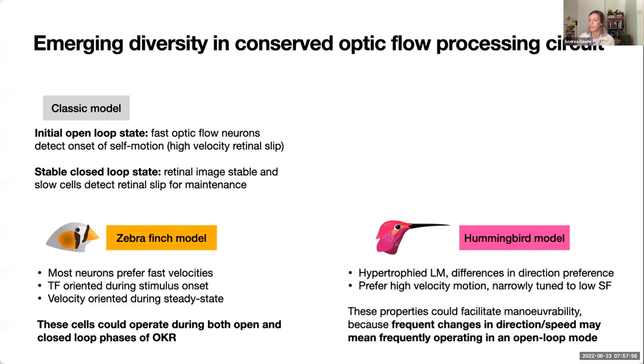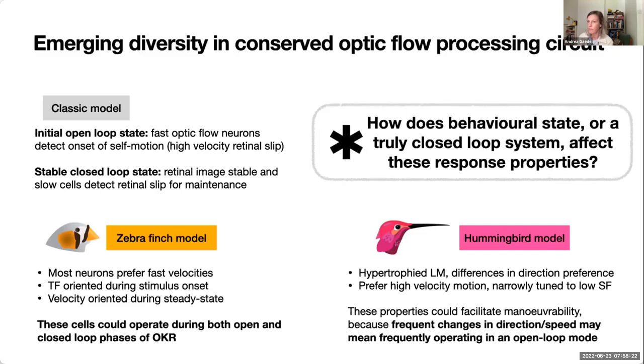And then hummingbirds, they have a hypertrophied LM and differences in their direction preference, and then they prefer high velocity motion but are very narrowly tuned to low spatial frequencies. So these properties could facilitate maneuverability because of their lifestyle, and frequent changes in direction and speed may mean frequently operating in this sort of open loop mode.